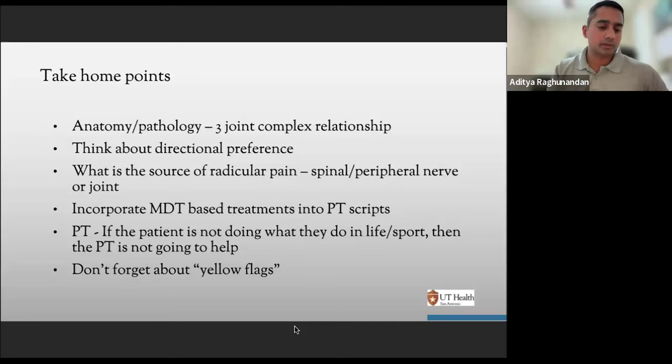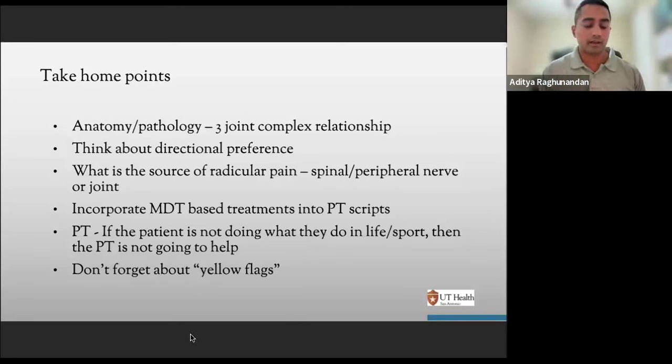When you're writing your PT scripts, at minimum or baseline, make sure you're incorporating mechanical diagnosis and treatment-based treatments, because this has the highest level of evidence for patients with spine pathology. And with physical therapy, when you're seeing them, ask them, did they do physical therapy or not? But the next question is, what did they do in therapy? If the therapy doesn't make sense to what they do in life or sport, they're probably not going to do it. So giving them some goal-oriented therapy can be helpful for that.